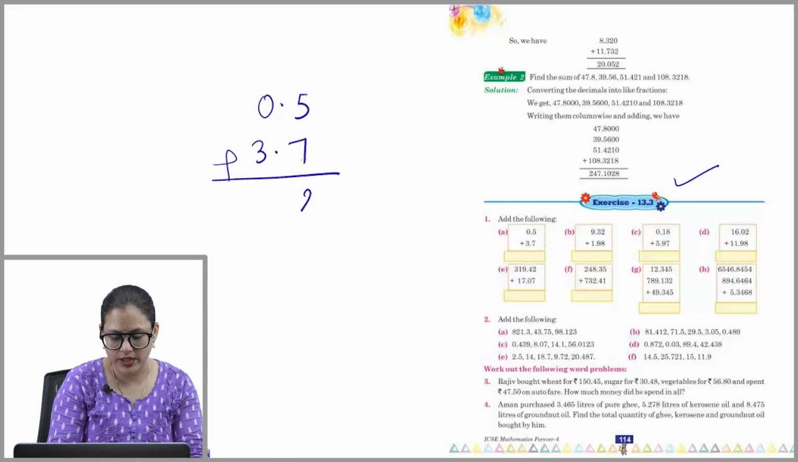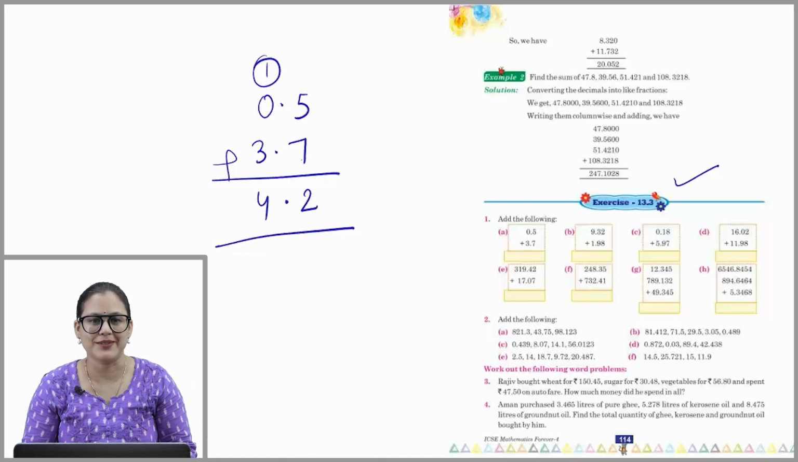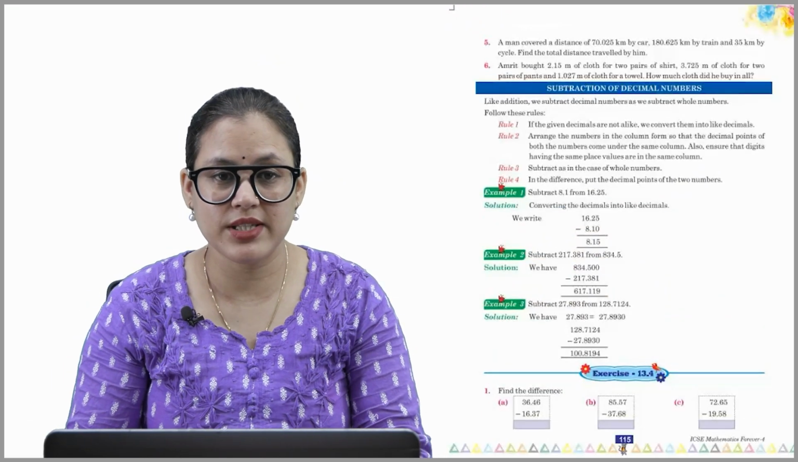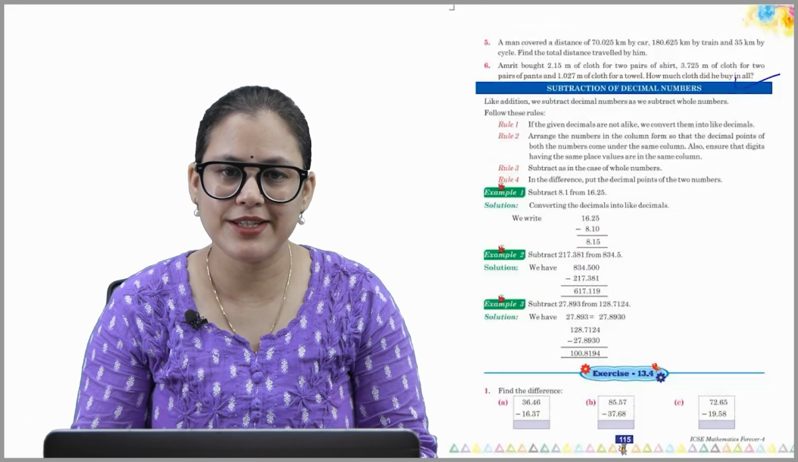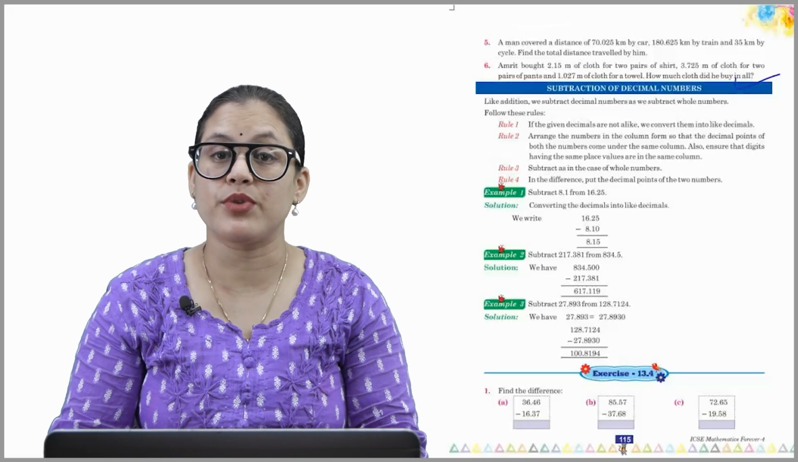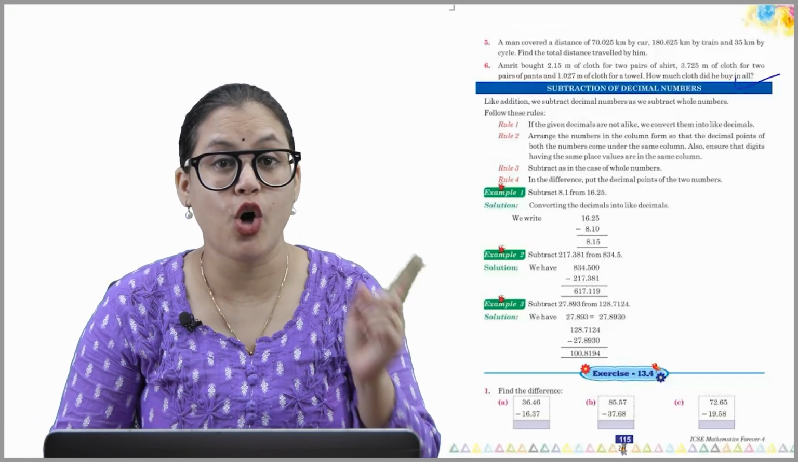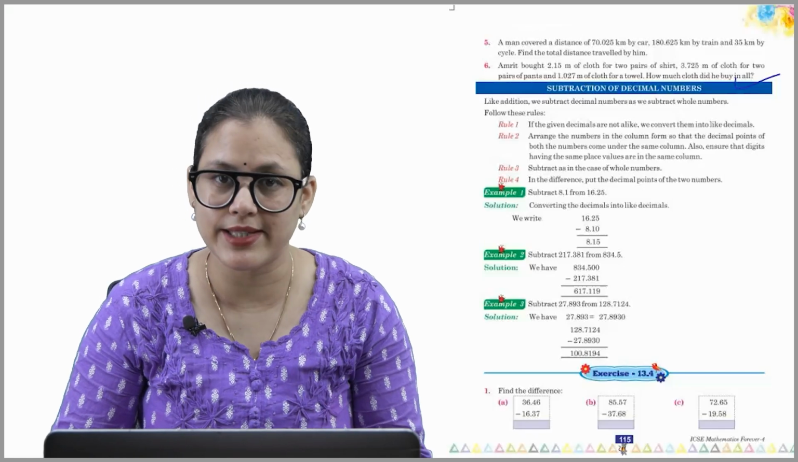7 plus 5 is 12. 1 carry. Decimal. 0 plus 3 plus 1 is 4. 4.2 is the answer. Okay. Next, subtraction of decimal numbers. Like addition, we subtract decimal numbers as we subtract whole numbers. Follow these rules. Rule number 1, if the given decimals are not alike, we convert them into like decimals.